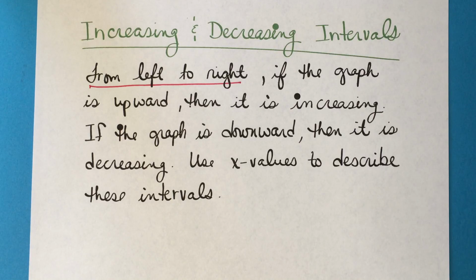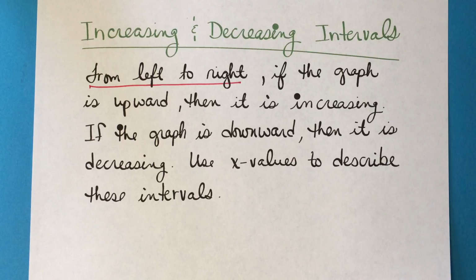Now, the other thing you've got to remember is that when you're describing what section of the graph is increasing or decreasing, you're going to have to use the x values on your graph. Do not use your y values. When you're looking at a specific point, you need to know just the x value of that point.